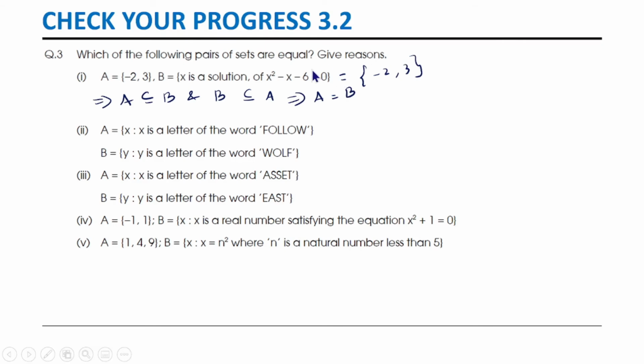Since we are asked to give reasons as to why A is equal to B, if every element of A is an element of B and every element of B is an element of A, then A equal to B.